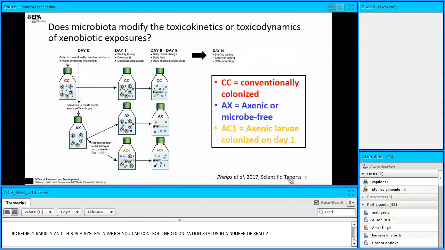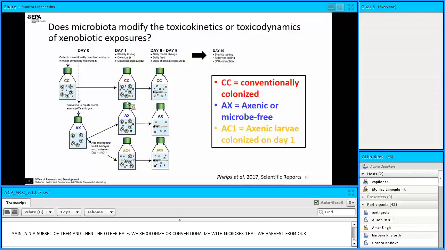So this is the experimental system that we've developed to test whether microbiota modifies the toxicokinetics or toxicodynamics of chemical exposures. And I'm not going to get into the nitty-gritty of the methodology, but I will point out that we start with 2 groups of zebrafish on day 0, the conventionally colonized, which are colonized throughout the entire experiment without any intervention, and then we derive a subset of those conventionally colonized animals to be microbe-free or axenic on day 0. On day 1, we come back and we take those axenic animals and we maintain a subset of them, and then the other half we recolonize or conventionalize with microbes that we harvest from our aquaculture facility.